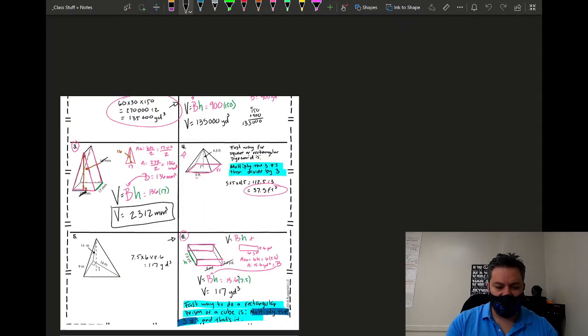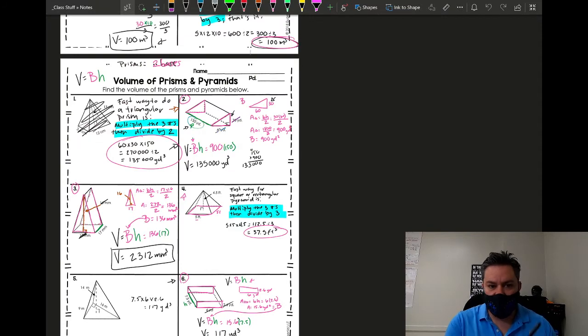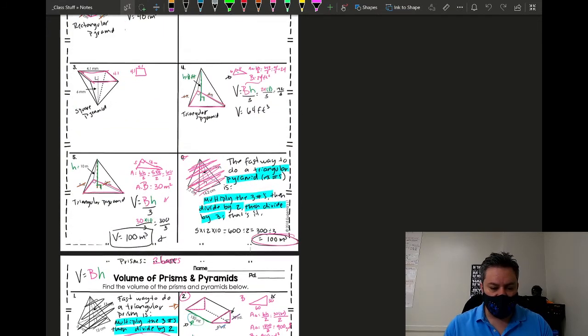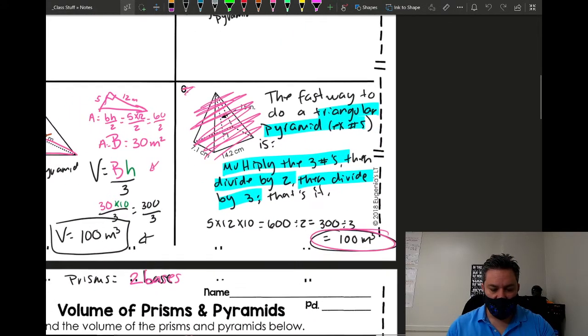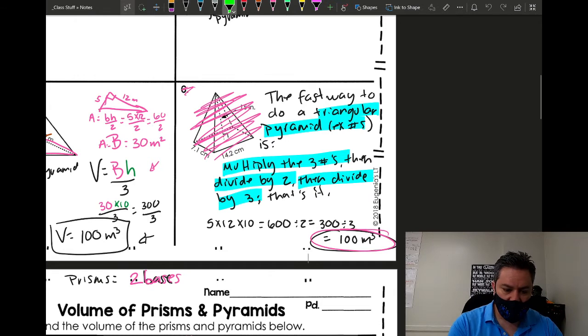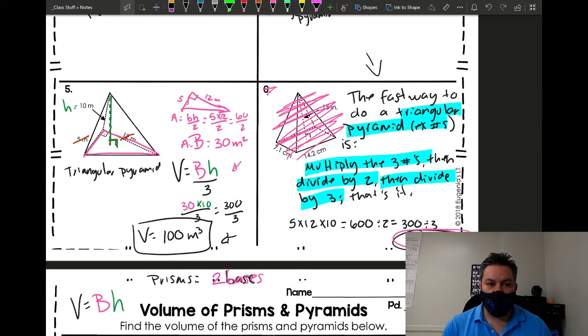So this is the actual paper that we did previously. Like I said, I'm going to leave a link for you over here. And this is what it says. We have some notes on this video. And look at what it says right here. I'm looking at this area right now. It says the fast way to do a triangular pyramid. What is a triangular pyramid? A triangular pyramid is a pyramid whose base is the shape of a triangle.